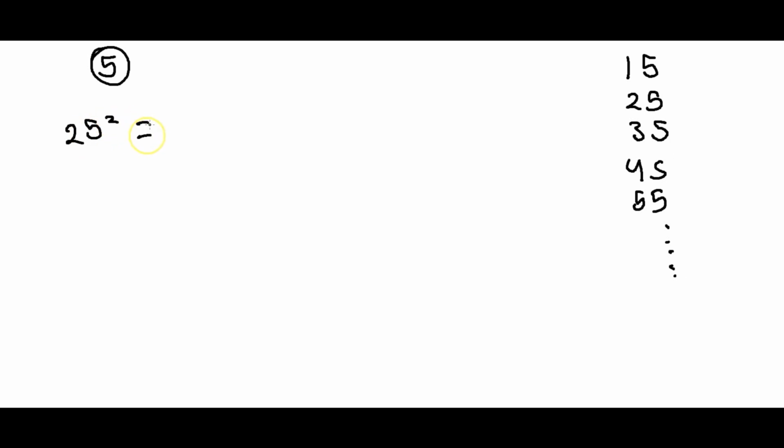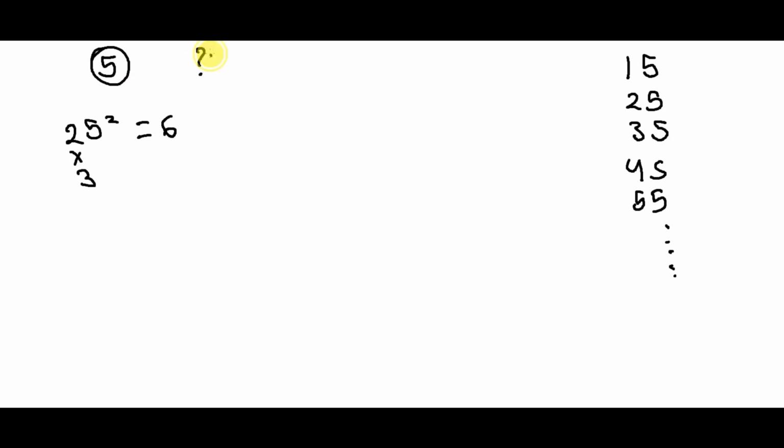Precaution: this trick only works with numbers which end with 5, like 15, 25, 35, 45, 55 and so on. Now, let's take an example of 25 square. The number which comes after the first digit is 3. So, 2 into 3 equals 6.